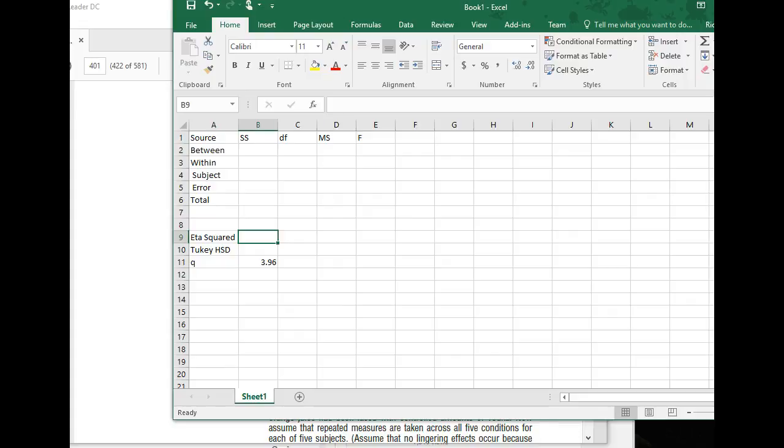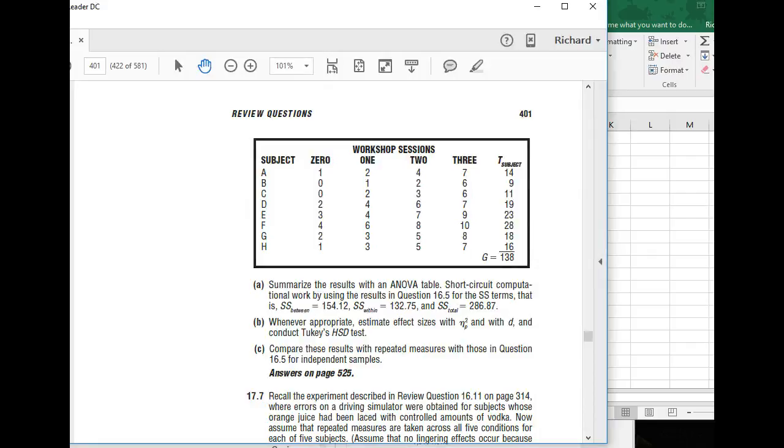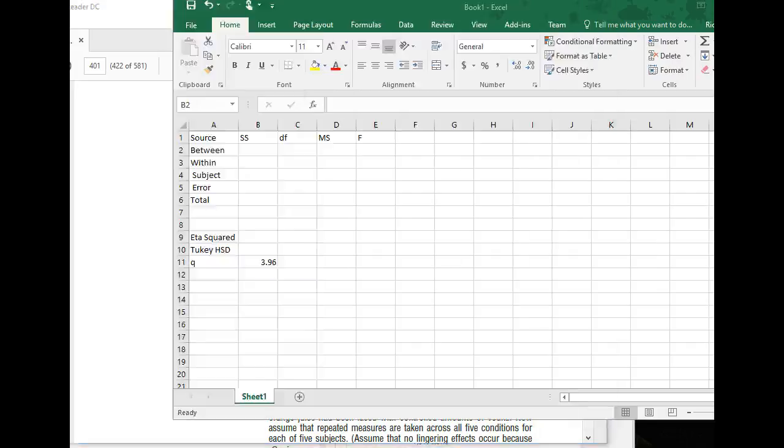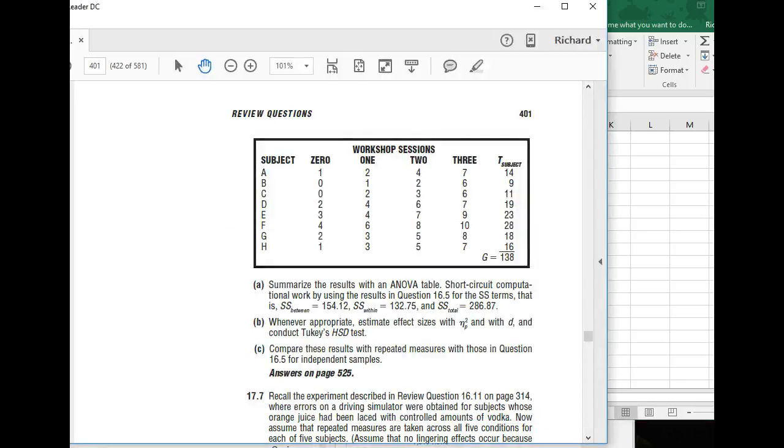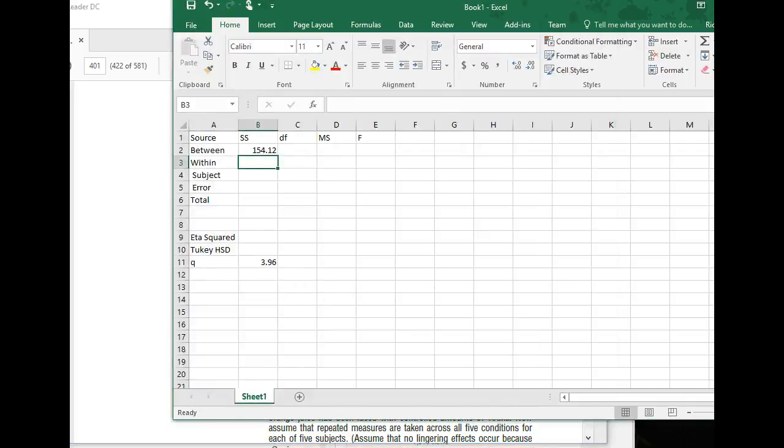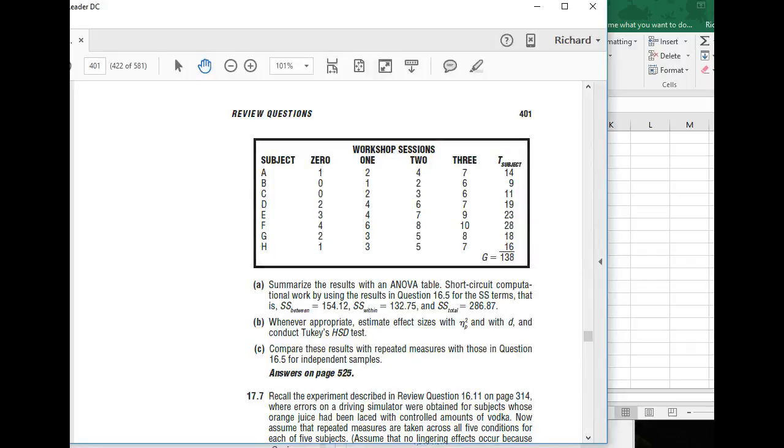And so we're going to start by filling out the sum of the squares that's given to us in the stem of the problem. So we got the sum of the squares between, 154.12. We'll put that here. We'll put the within variance, which is given to us as well, as 132.75. And we'll enter the total variance, the sum of squares total, which is 286.87.